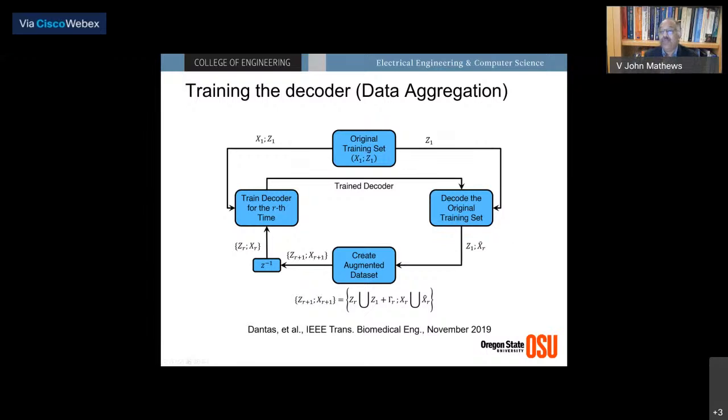Essentially, what we are doing is we use something called data aggregation. It is an iterative process. In every iteration, you do a training, you decode the original training data, and augment the training set with the decoded outputs also. The idea is that when you do this, you are expanding the movements that the system is trained on.